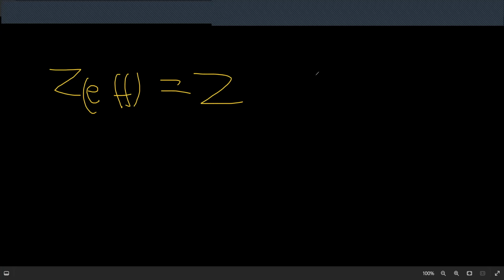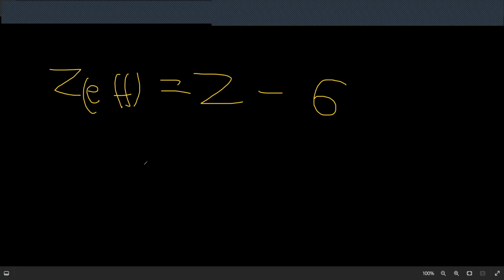Now let's talk about effective nuclear charge. Effective nuclear charge is also known as Zeff, where eff means effective and Z means nuclear charge. It equals nuclear charge, denoted by Z, minus the shielding constant, denoted by sigma. The actual charge experienced by the valence electron as a result of the shielding effect is called effective nuclear charge.